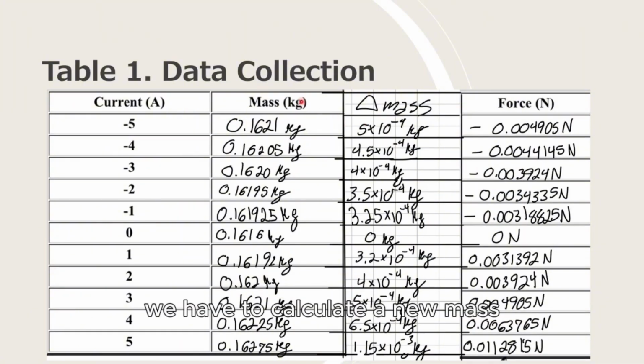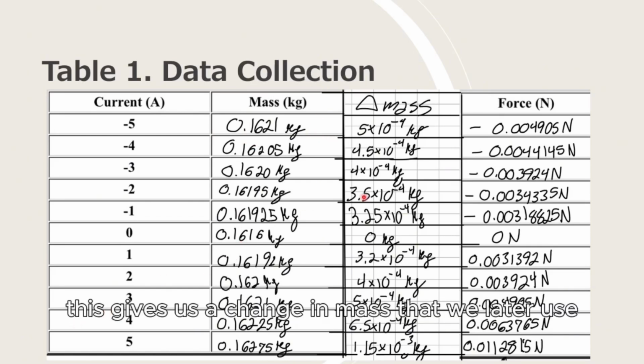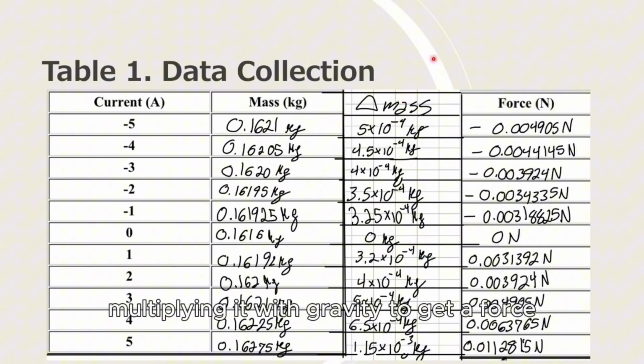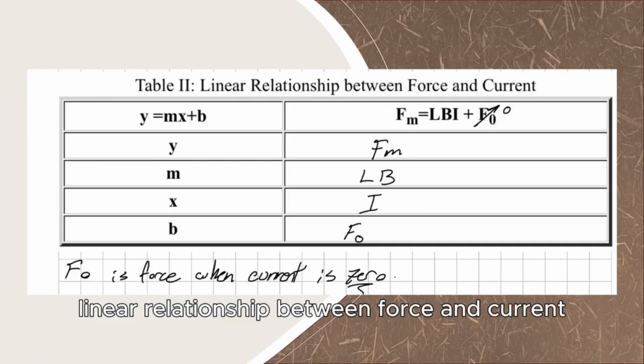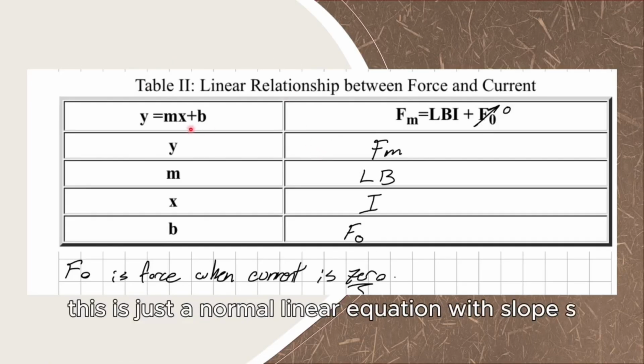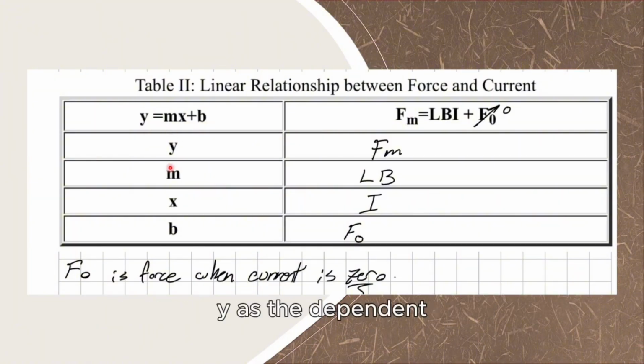We have to calculate a new mass that is given when the current is active and subtract it from the original mass. This gives us a change in mass that we later use, multiplying it with gravity to get a force. The linear relationship between force and current can be observed over here. This is just a normal linear equation with slope as m, y as the dependent variable, x as the independent variable, and just b over here.